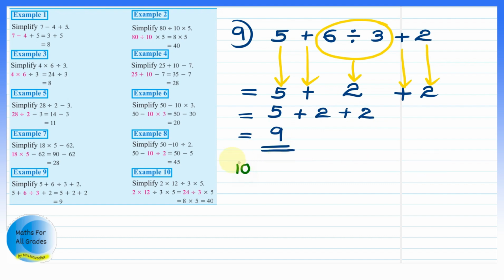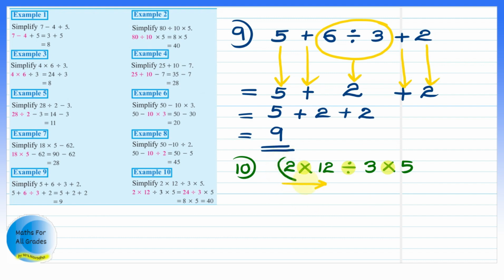Question number 10. 2 times 12 divide 3 times 5. So what are you going to do first? You have to identify what the mathematical operations are. You've got multiplication, here division, here another multiplication. So what is the rule here? The rule is start from left to right.